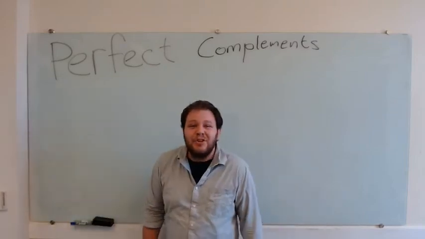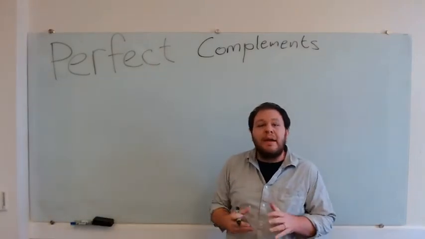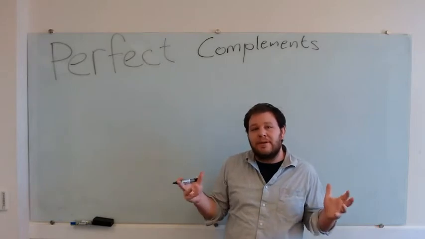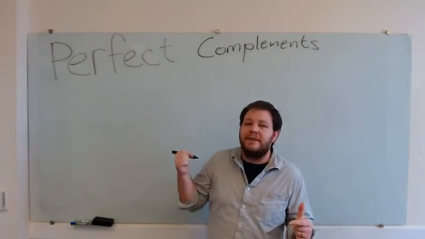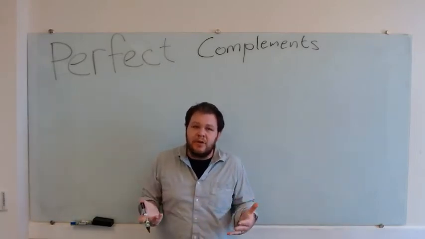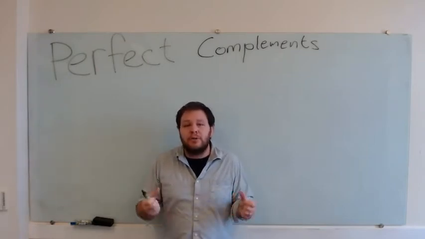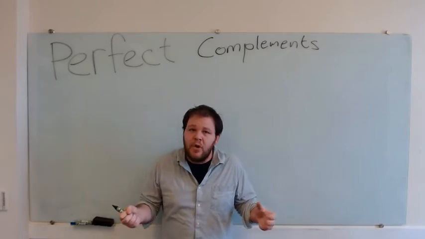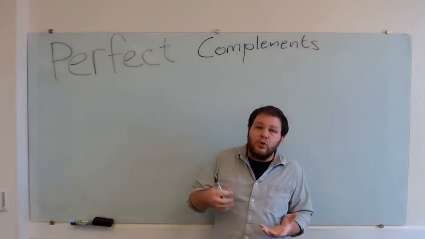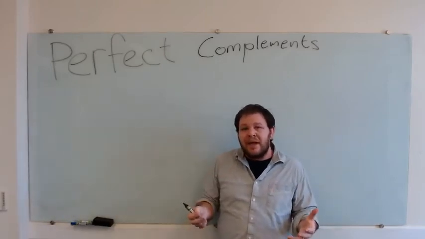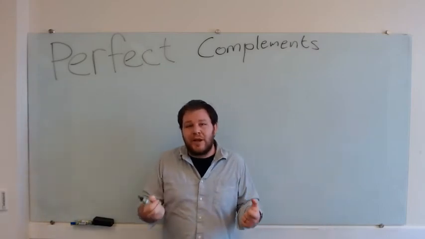All right, hello again. So in this video, we're going to talk about what you might think of as the opposite extreme from perfect substitutes, which is perfect complements. Whereas perfect substitutes are two goods that we can use instead of each other, like larger or smaller boxes of laundry detergent, perfect complements are goods that are only useful when we use them together, and when we use them together in a specific ratio.